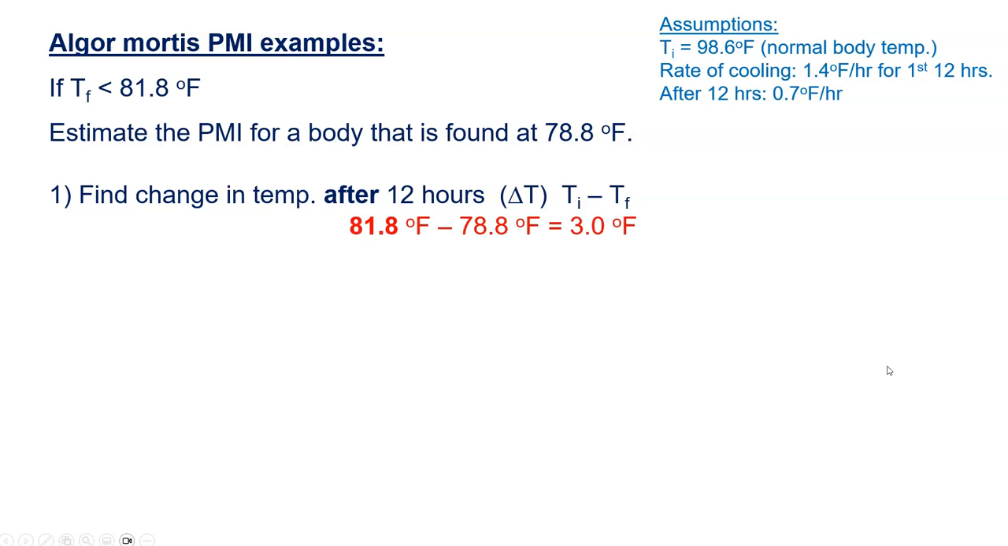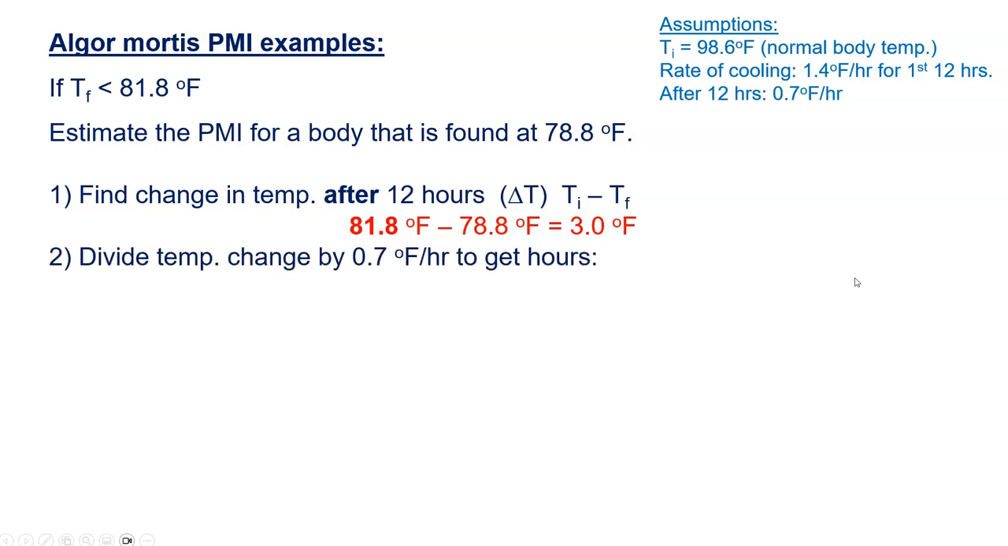So we're not going to worry about starting at 98.6. When we do our delta T this time, we're going to start at 81.8 because we already know that any body at 12 hours should be 81.8 degrees Fahrenheit. So what I want to know is how far below 81.8 am I? And the answer is, in this case, exactly 3 degrees. So this time we're going to divide by 0.7 because again, we're going at a slower rate of cooling after 12 hours. So that looks like this, 3.0 divided by 0.7, and that is going to give us 4.3 hours.